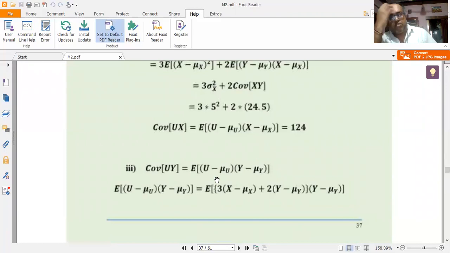Next, I have to find the covariance of UY. Covariance of UY is given as the expected value of (U minus mu U) into (Y minus mu Y). U is equal to 3X plus 2Y, as we have been given in the problem statement. So substitution and simplification gives me E of [3 into (X minus mu X) plus 2 into (Y minus mu Y)], the entire thing multiplied by (Y minus mu Y).